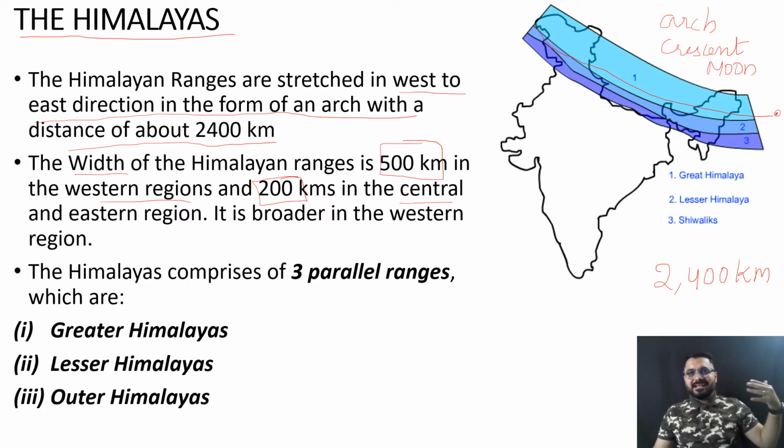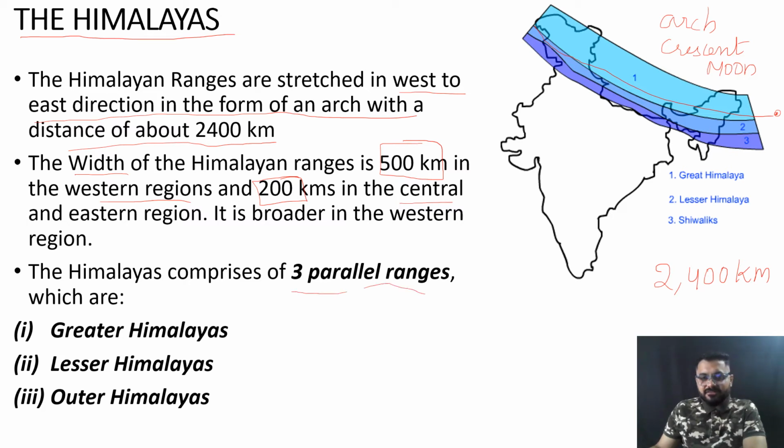In short, they are broader in width on the western side, but when it comes to the central and eastern sides of the Himalayas, the width reduces gradually. So that is one more thing that you need to remember. Now another important point that you must note here is that the Himalayas comprise three parallel ranges.